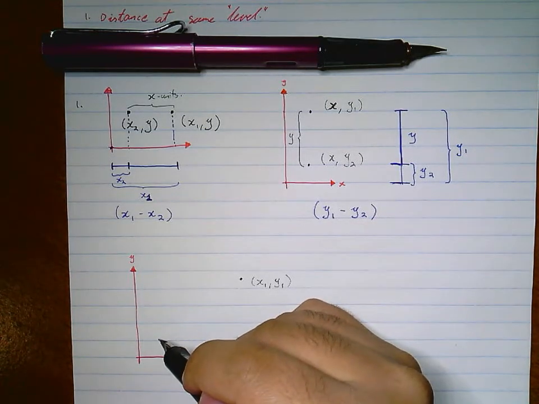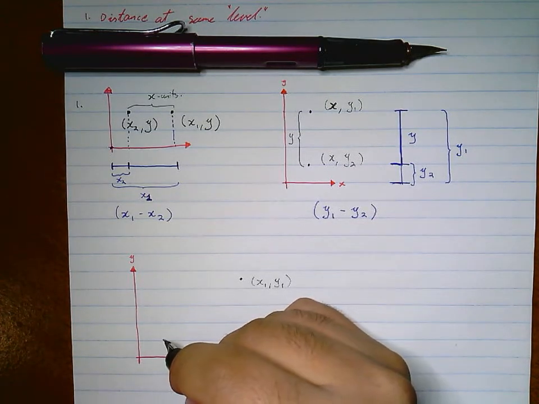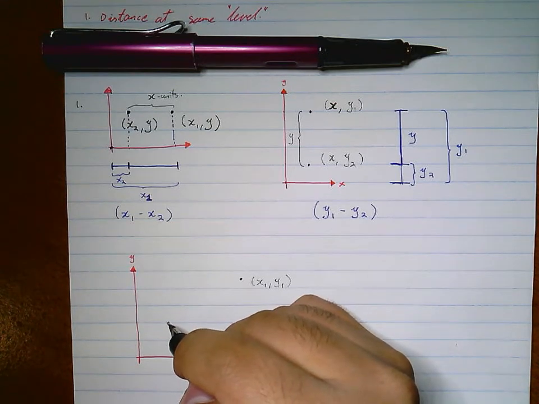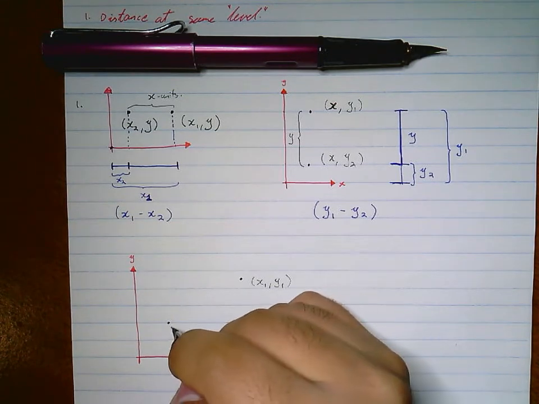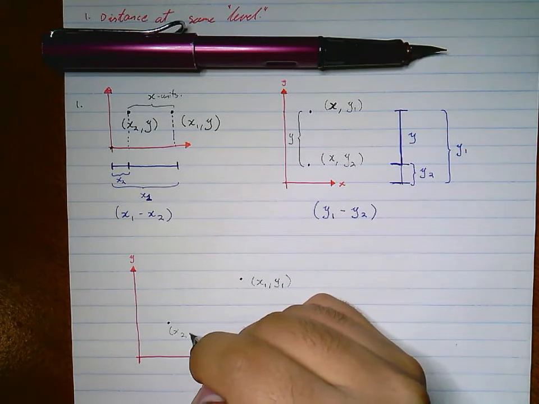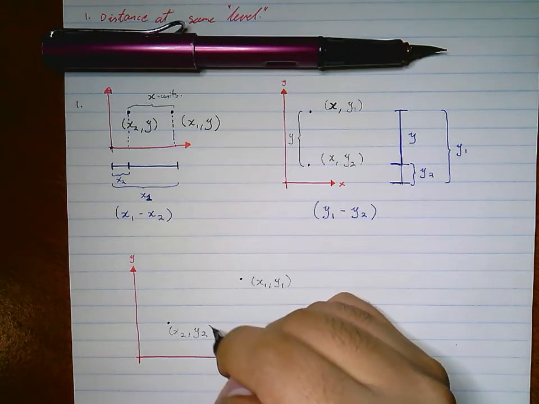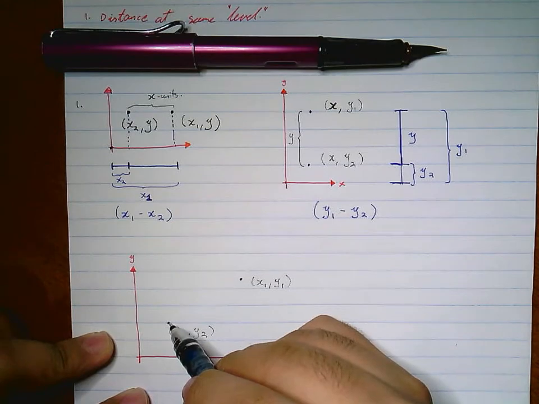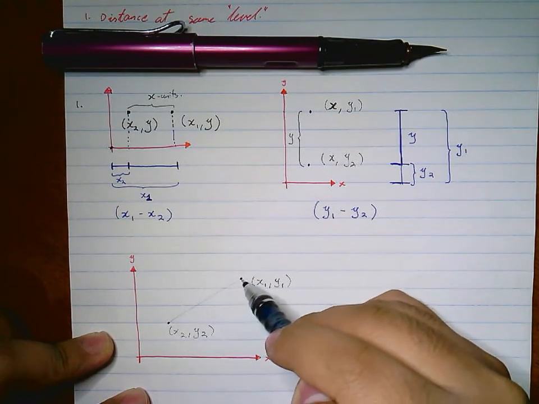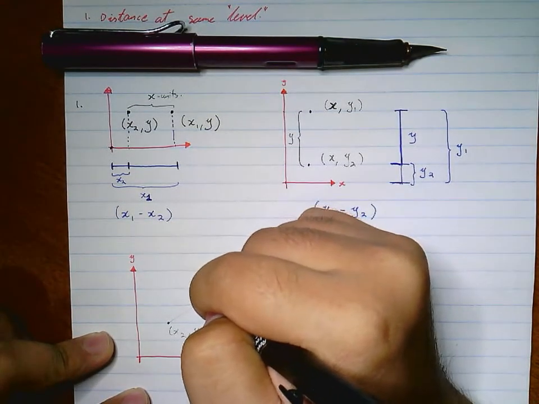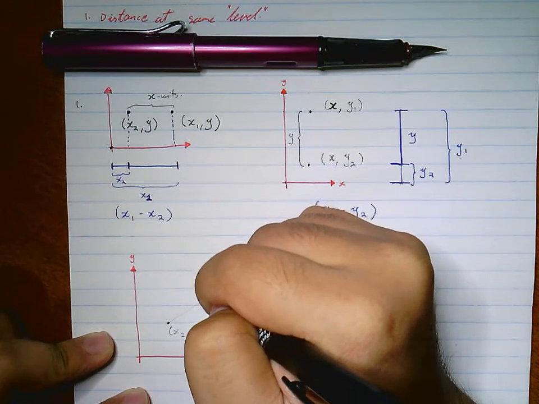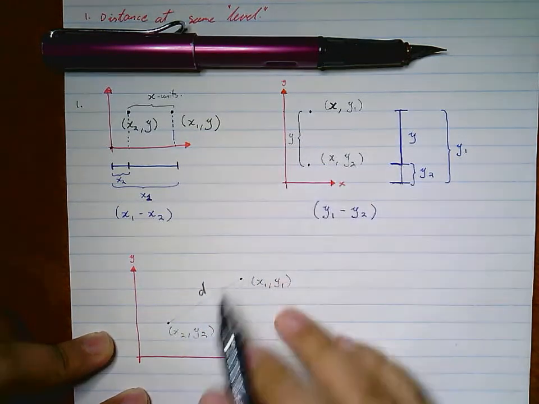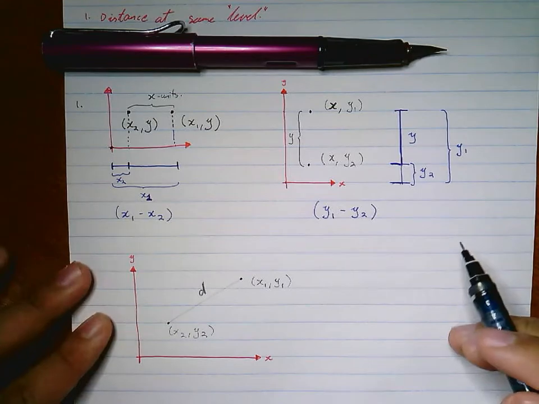And this point down here in the bottom left, let's label it x2, y2. How are we going to calculate the distance between these 2 points? So let me draw a line there. Let's label that distance d for distance. How are we going to calculate that length?